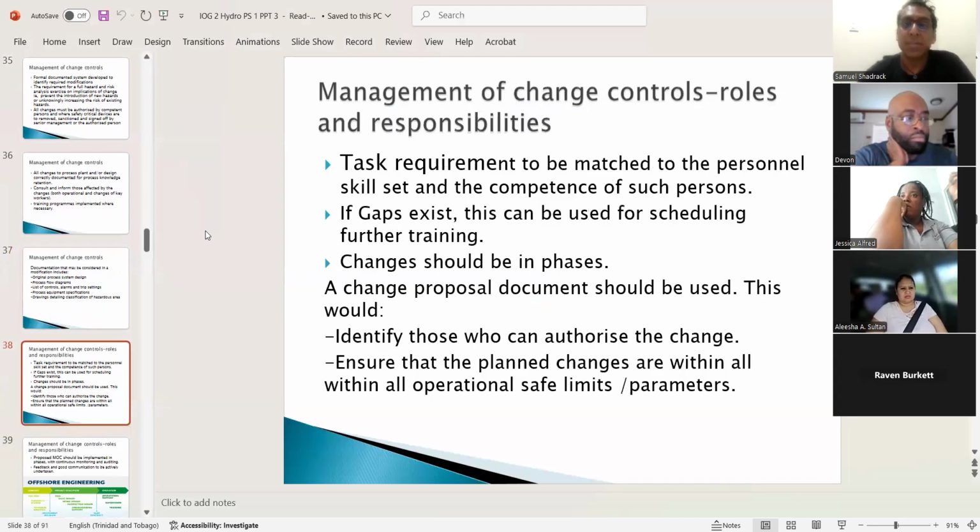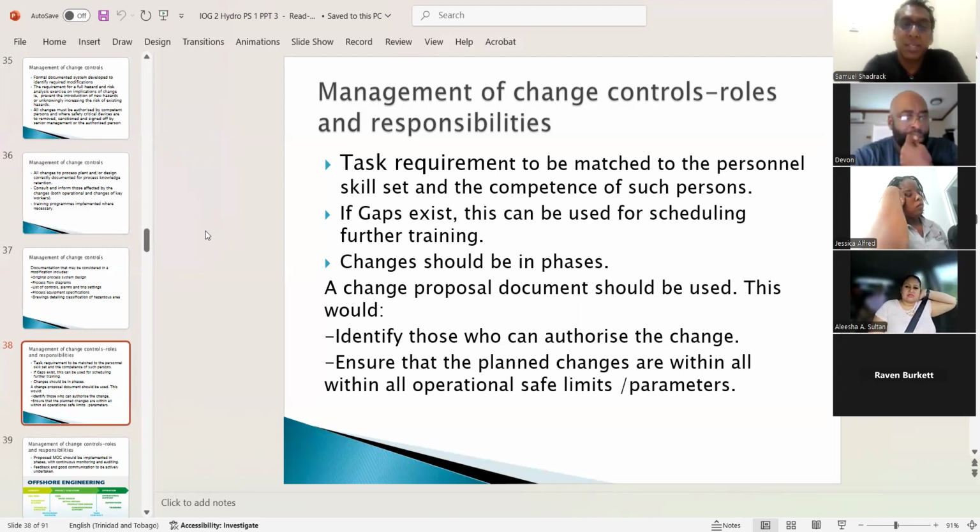So management of change controls, roles, and responsibilities. I guess I could read, but I suppose everything here would suggest that if there was a change to roles and responsibilities, that should be documented as well, right? On the MOC form. Task requirements are to be matched to the personnel, skill set, and competence of each person. If gaps exist, this can be used for scheduling further training.